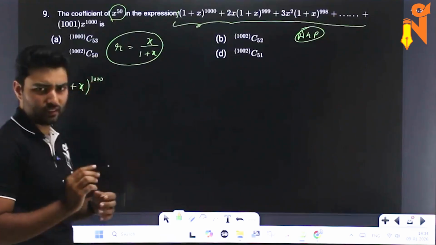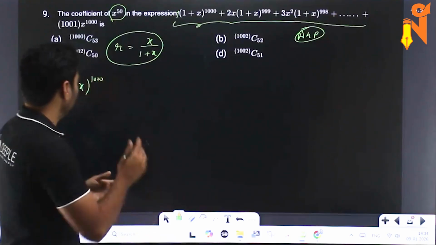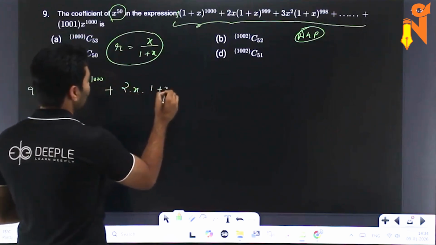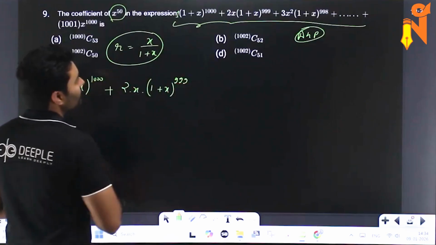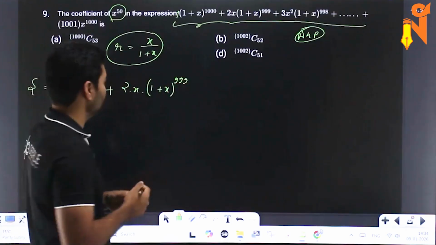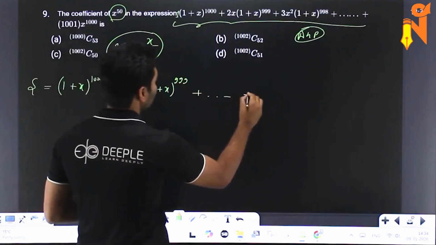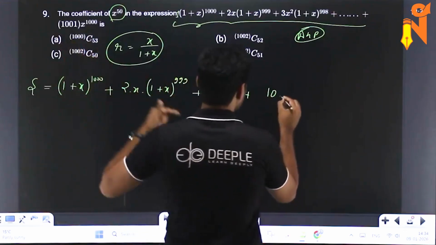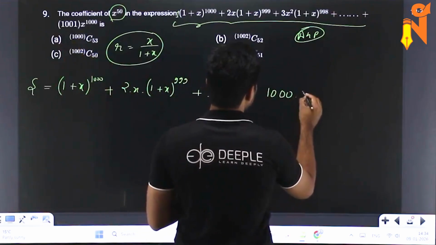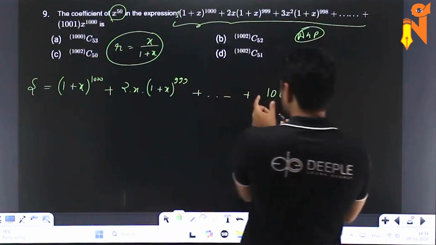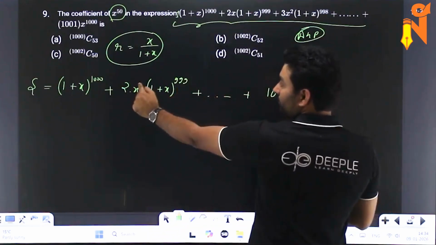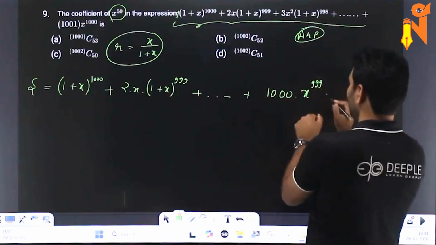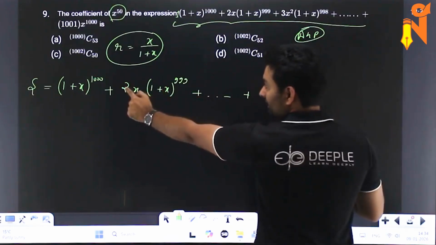1 plus x power 1000. This question is lengthy but very simple, because generally AGP questions are lengthy. Plus 2x into x into 1 plus x power 999. You can also write this as R, if you want. Then like this, plus the last expression is 1001. We can write the second last term also. You can observe here that the power here is 1 less.